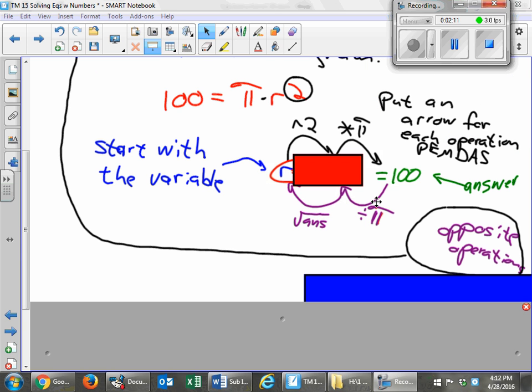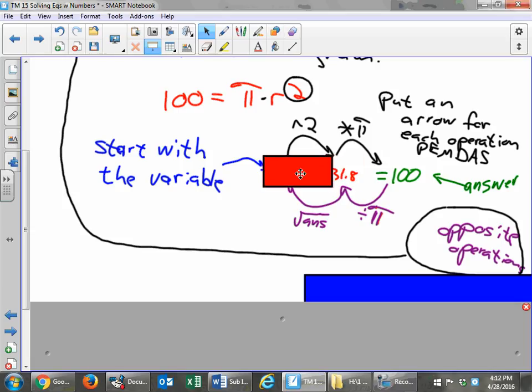So the opposite of multiplying by pi is dividing by pi, and the opposite of squaring is square rooting. So I'm going to take 100 divided by pi on my calculator, which would be 31.8. And then I'm going to take the square root of 31.8, which would give me 5.6.